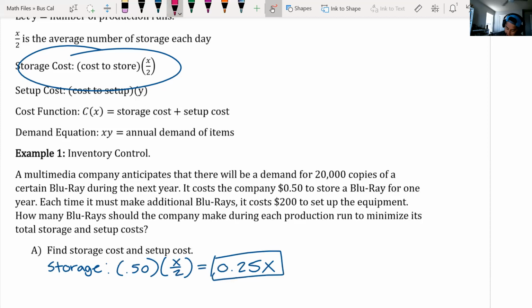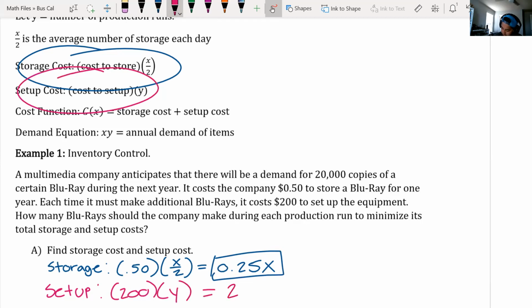All right, next is the setup cost. Every time we want to make new Blu-rays, how much does it cost to set up the equipment? 200. And we use that setup cost up there, which means you just multiply 200 by y, which gives us 200y.